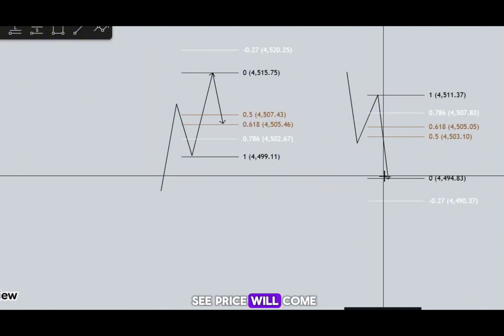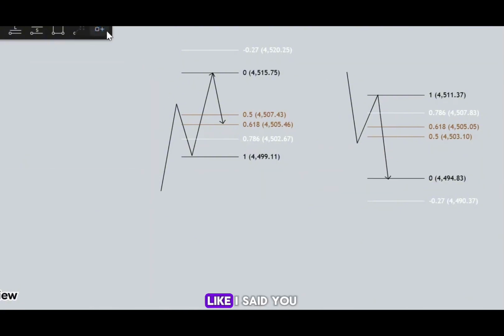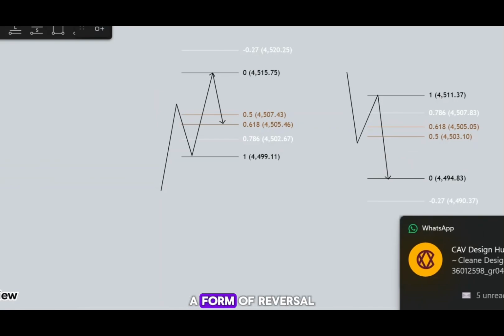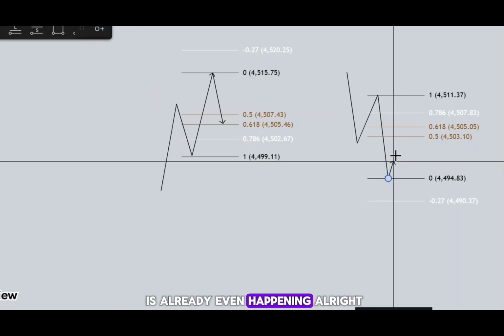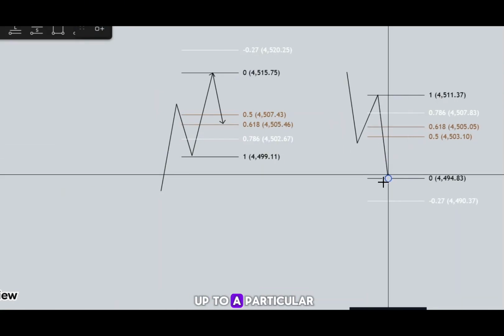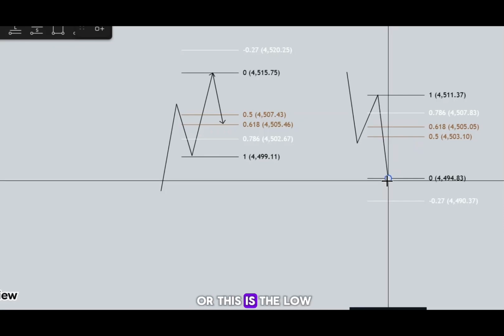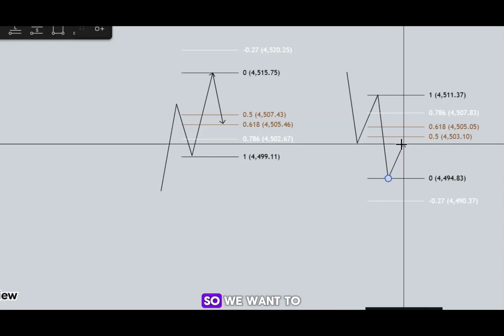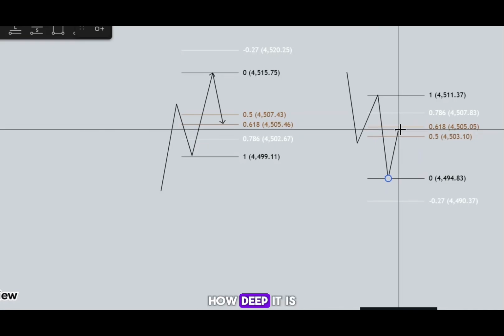So we want to see price come down to this area, and before you draw your Fibonacci, like I said, you have to make sure that a form of reversal is already happening. You can't just hop up to a particular place and say this is the high or this is the low. So price must have already been reversing. We want to see the level of retracement, how deep it is coming.